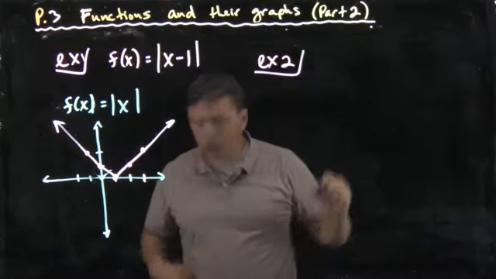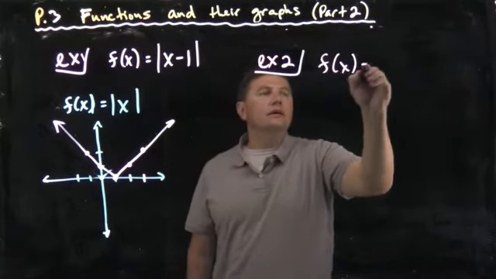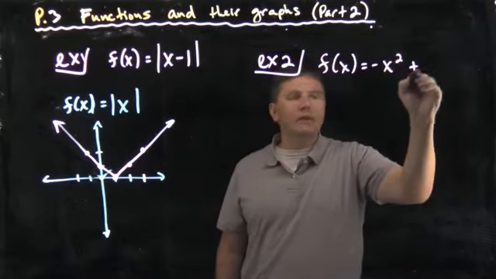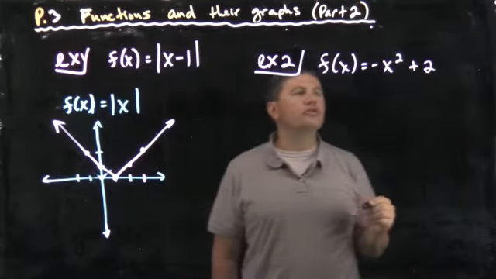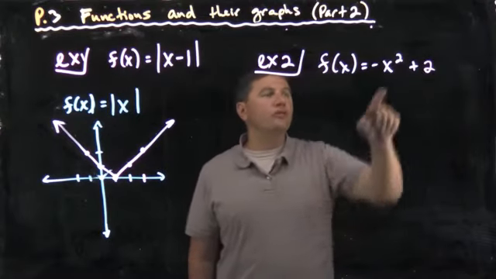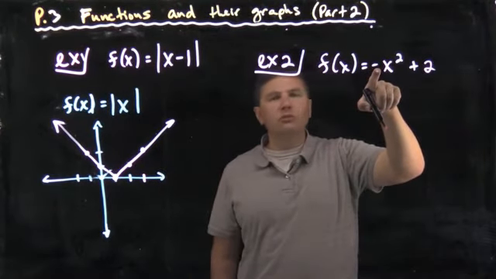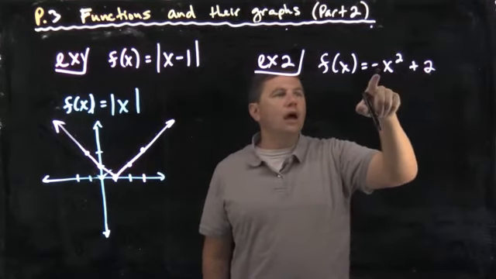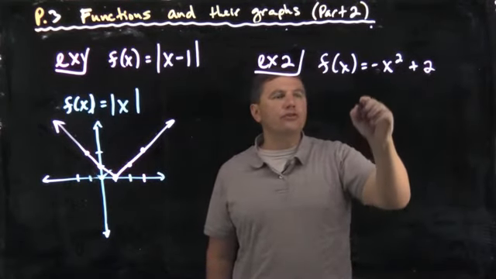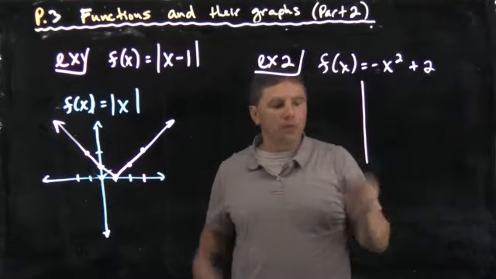Let us do f of x equals negative x squared plus 2. This can sometimes confuse folks because this really is a function that is doing 2 things. So we have the negative out front, which is going to cause it to reflect over the x-axis, and then we're adding 2. We actually apply the reflection first.